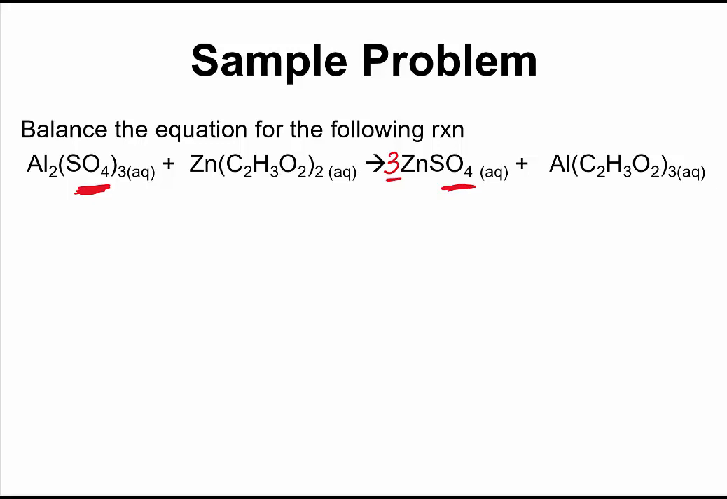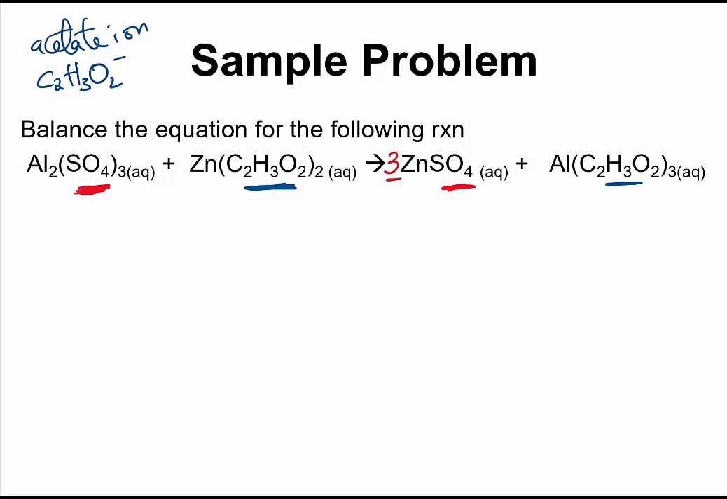But by placing a 3 there, we now have 3 zinc. Remember that. But before we do that, let us take a look at the second polyatomic ion that actually occurs on both sides. That is called acetate ion. C2H3O2 with a charge of -1.